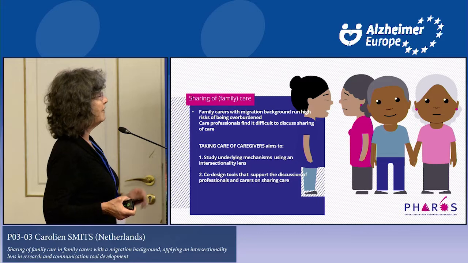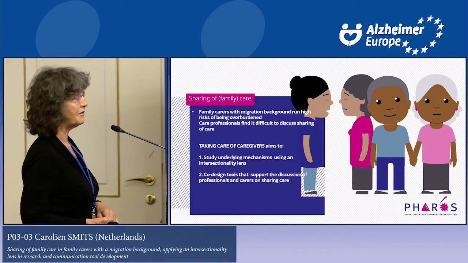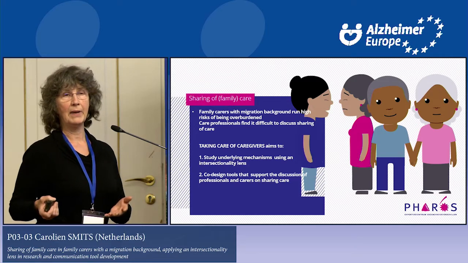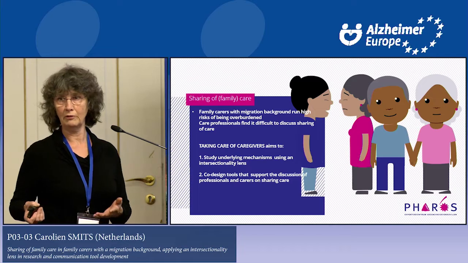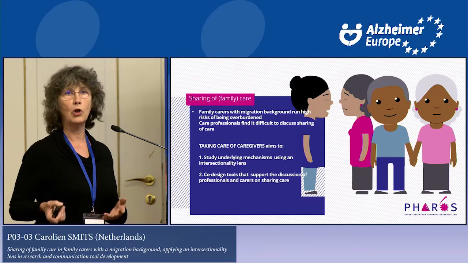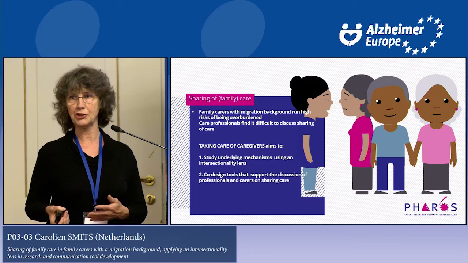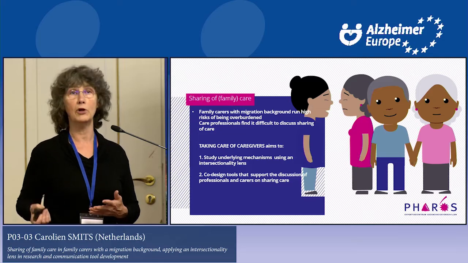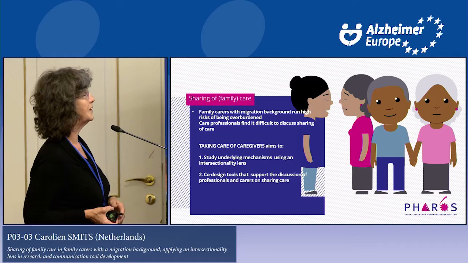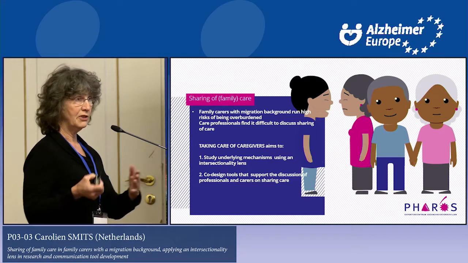So, sharing of family care is a very urgent matter in dementia care, and that applies to all family carers, because it's such a difficult and prolonged task. It's very tiring and overburdening. But research has also shown that it's even more burdening in many migrant groups, many migrant caregivers. So that's one side of the coin.